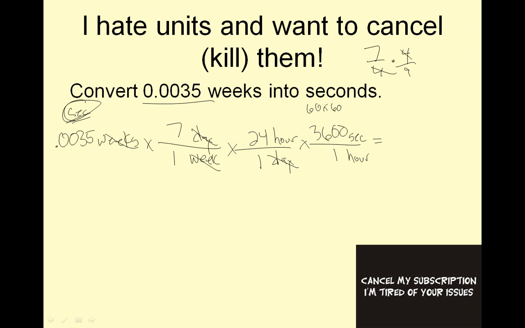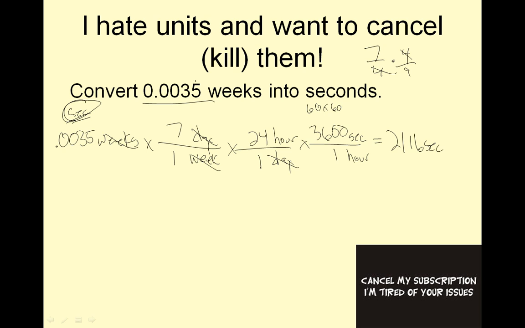So then I'm going to do the math. 0.0035 times 7 times 24 times 3,600. Except I hit 2,600, so I know my answer is wrong. 0.0035 times 7 times 24 times 3,600, and I get 2,116 seconds.